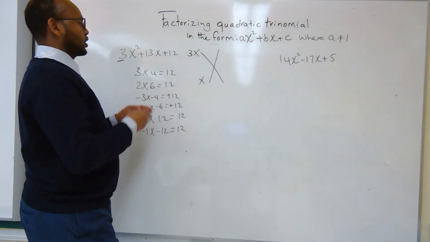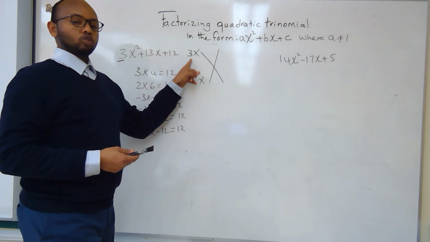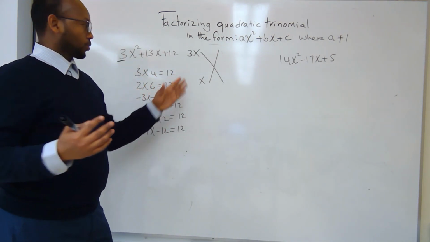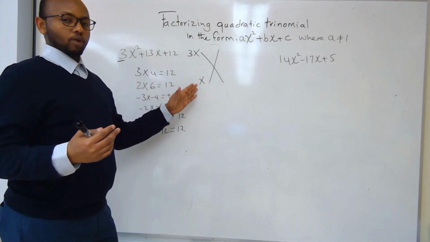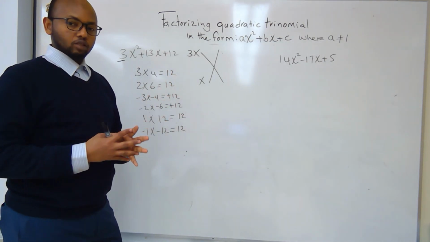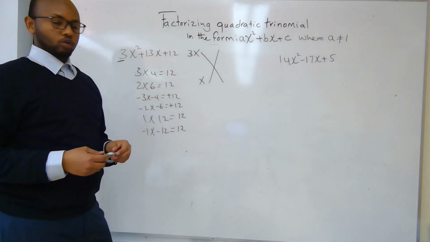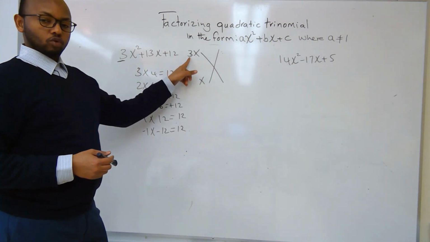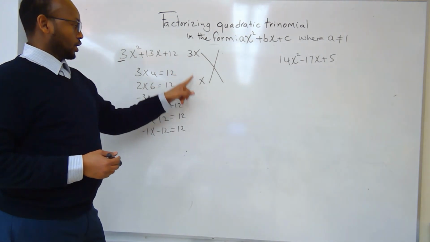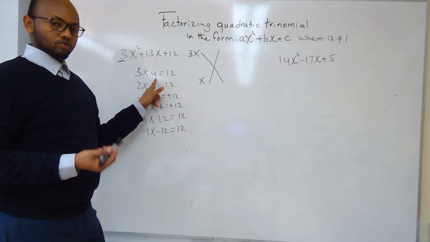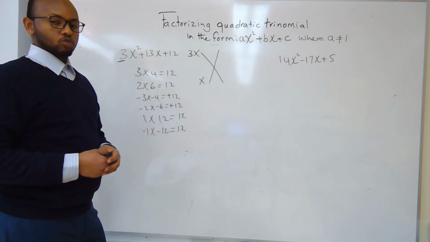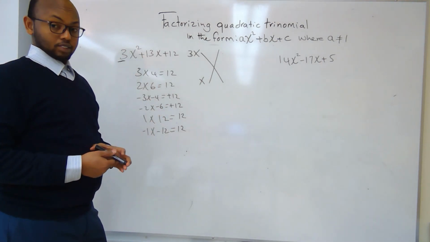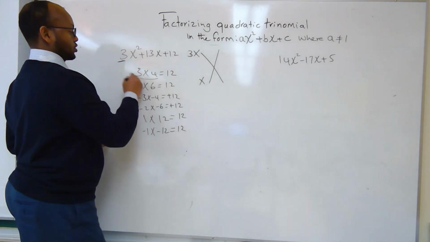But it matters because it will multiply by the 3. So what numbers, if I multiply one by 3 and the other by 1, then add, will give me the middle total? What do you think? If I multiply 3 by 3, that's 9. And 1, if I multiply by 4, it's 4. 9 plus 4 is what? 13. Yes. So this is my answer.